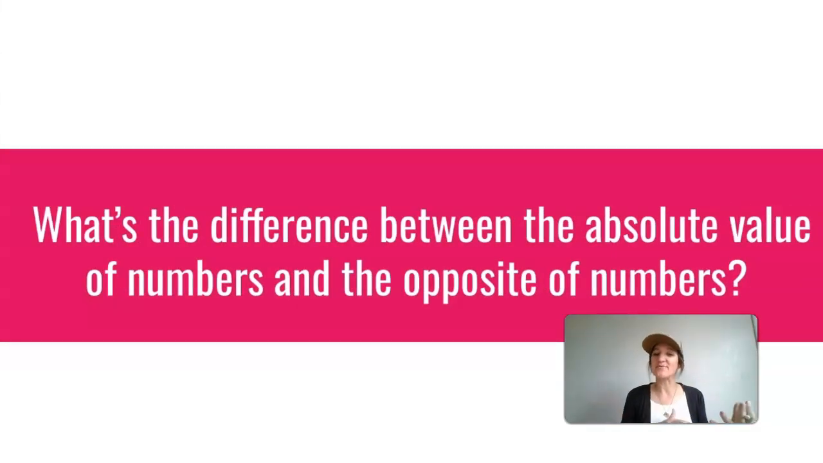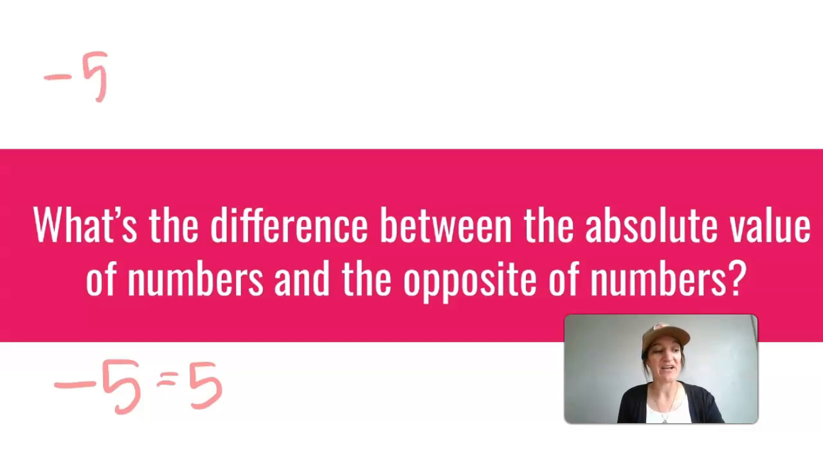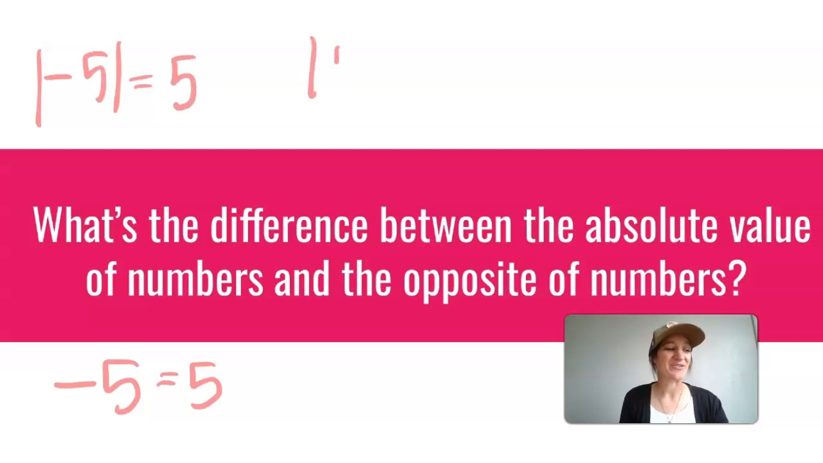Okay, so what is the difference between absolute value of numbers and the opposite of numbers? Well, the opposite of 5 is -5, right? But the absolute value of -5 is also 5. That was a terrible example. Let me start over. The absolute value of 6 is 6. But the opposite of 6 is -6. Okay? So opposites can include negatives, but like we were just talking about with absolute values, no matter what, they always come out positive.